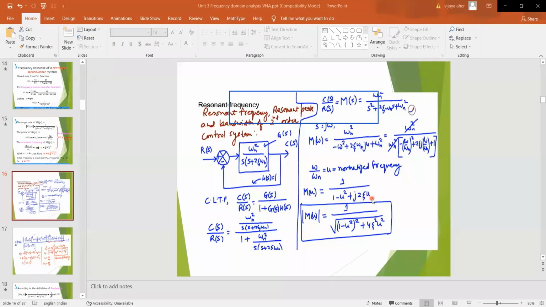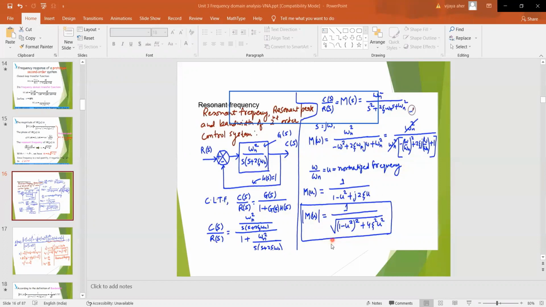Now take the magnitude and phase of this. This is the transfer function in frequency domain analysis, and you can represent it in terms of magnitude and phase. Now find out the magnitude first. In order to find the magnitude, take the mod of this M(u). So mod of M(u) is nothing but 1 divided by under root of a square plus b square, where a and b are the real and imaginary parts.